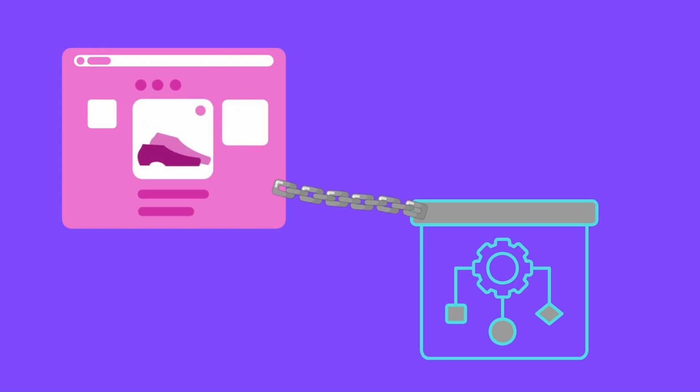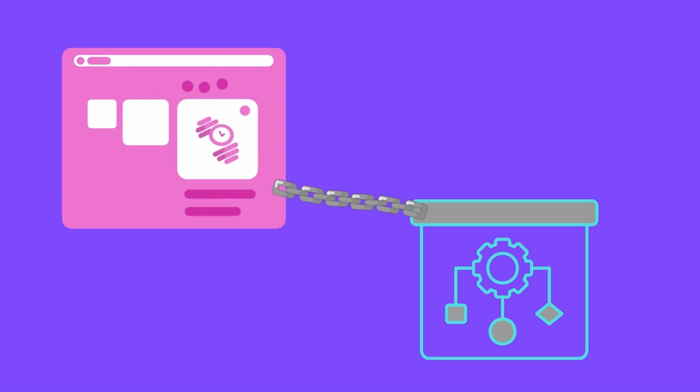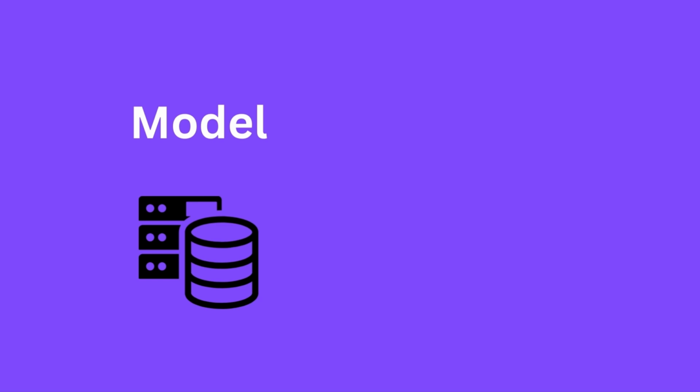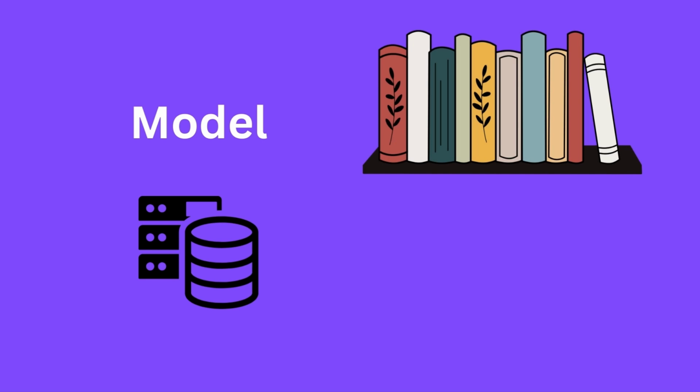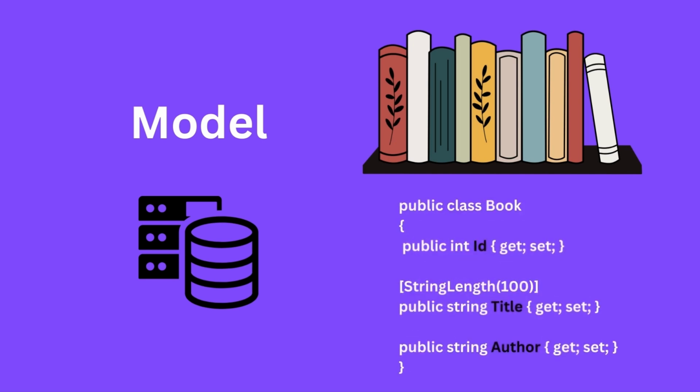Now, let's see each of these components in more detail. The model in MVC represents the information or the data the application operates on, and handles the logic for processing this data. For example, if you have an application for managing books in a library, the model would represent the data about the books and the rules for adding, updating, or removing books from the collection.